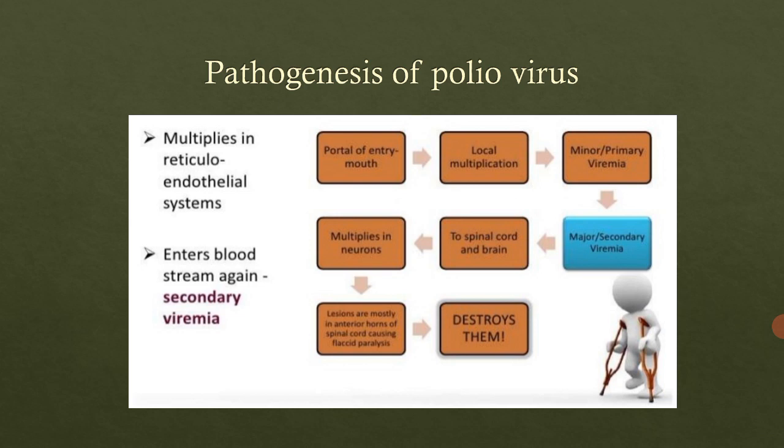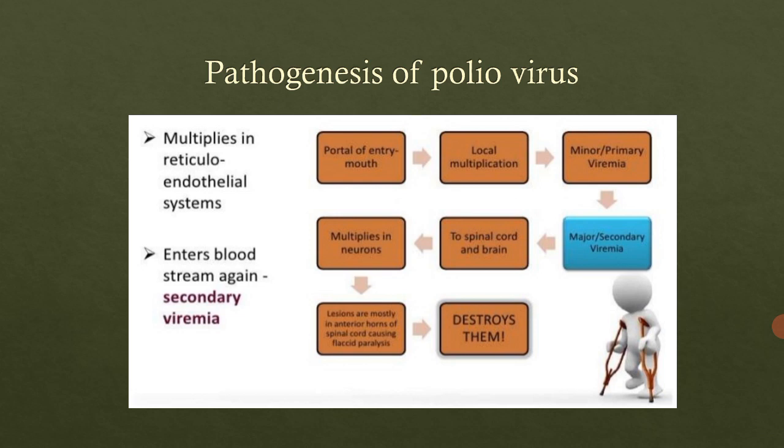Then it multiplies in the neurons, and the lesions are mostly in the anterior horns of the spinal cord, causing flaccid paralysis, which is a very distinct characteristic of the polio infection. Now what is happening after the primary viremia?